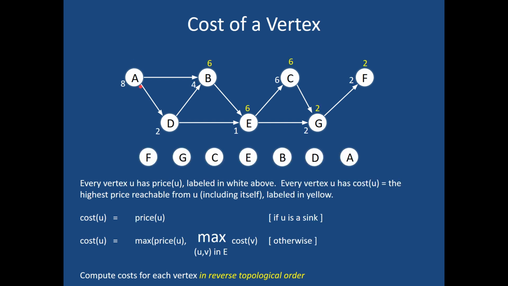And then this one here is very similar to the CATIS problem. The idea is that each vertex has a price labeled in white, and we're trying to calculate the cost, which is the biggest price we can reach from a given vertex. So what's the biggest price you can reach from F? Two. What's the biggest price you can reach from C? Six. What about from G? Two. What if we change this to a four right here? What would be the cost of G? Four. So what's the correct order in this case to calculate the costs?